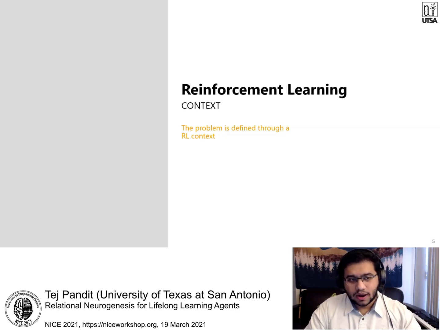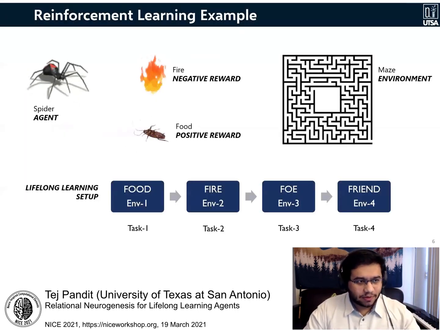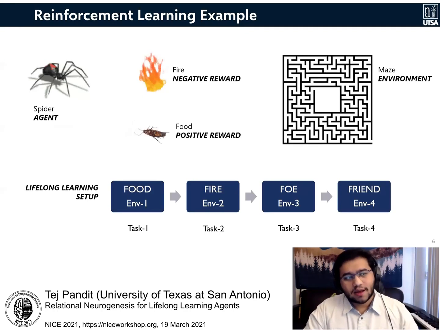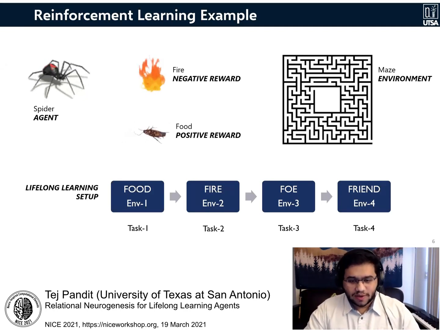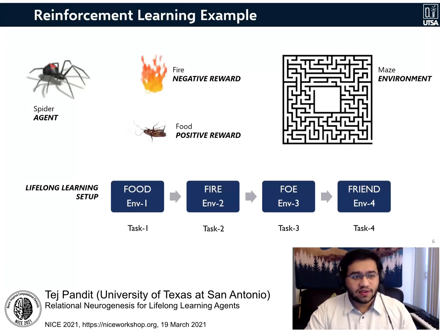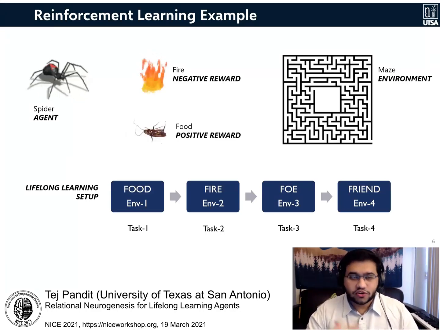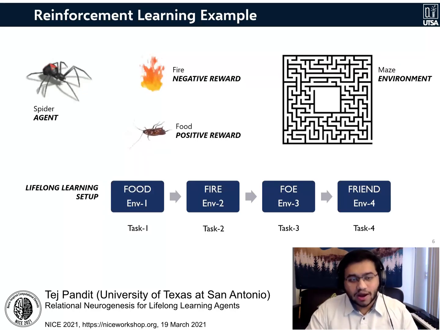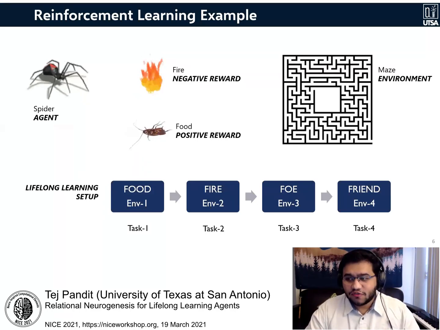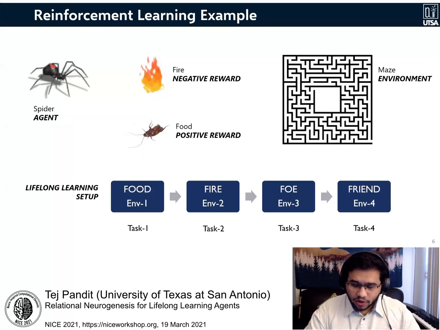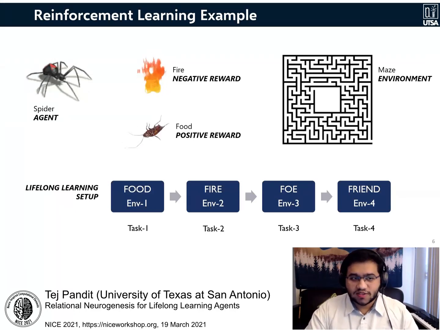So let's talk about the context, which I'm going to be talking about in this paper with respect to reinforcement learning. Let's take an example. In this example, the agent through which our algorithm is acting is, for example, a spider who is going to traverse an environment which could be a maze. And it gets different positive and negative rewards in this environment to model its behavior.